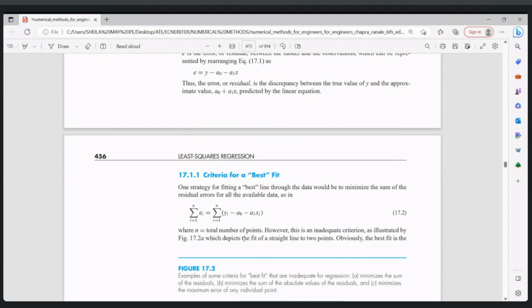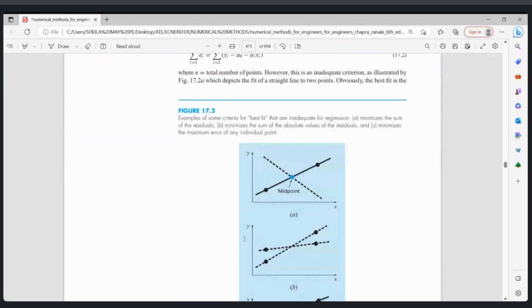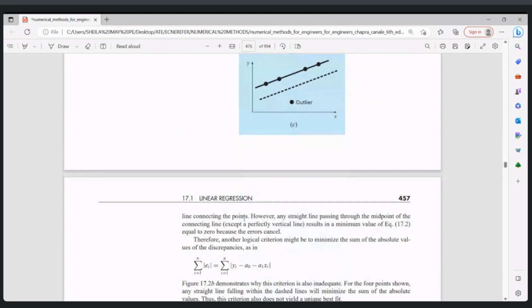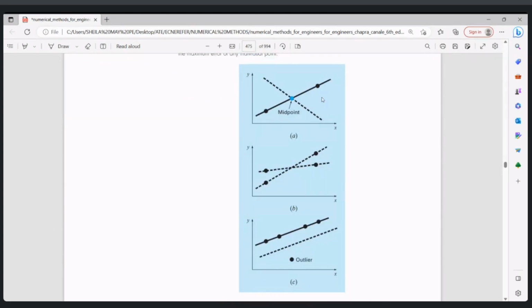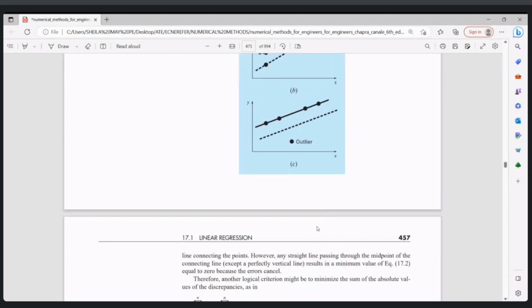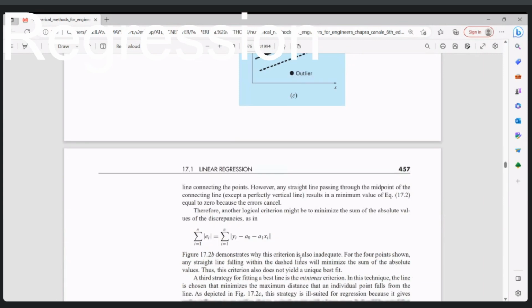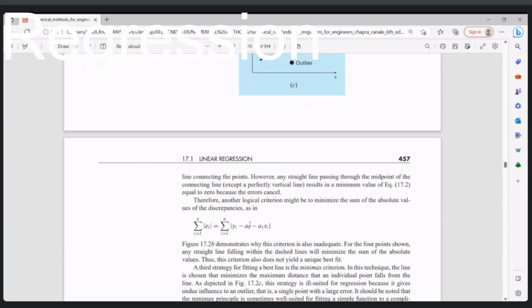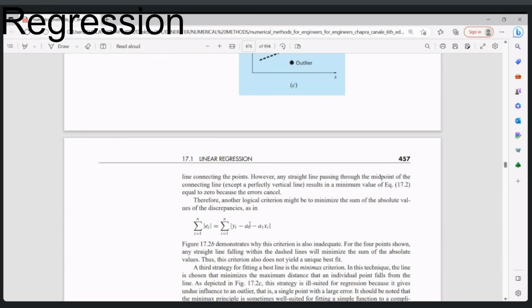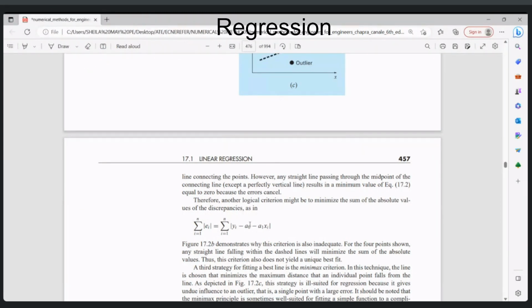However, this is an inadequate criterion, as illustrated in this figure, which depicts a fit of a straight line between two points. Obviously, the best fit is the line connecting the points, because it lies in between the two points and has no residuals. However, any straight line passing through the midpoint of the line results in a minimum value equal to zero because the errors cancel.